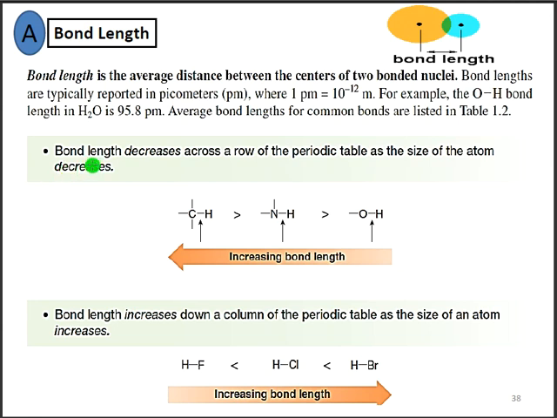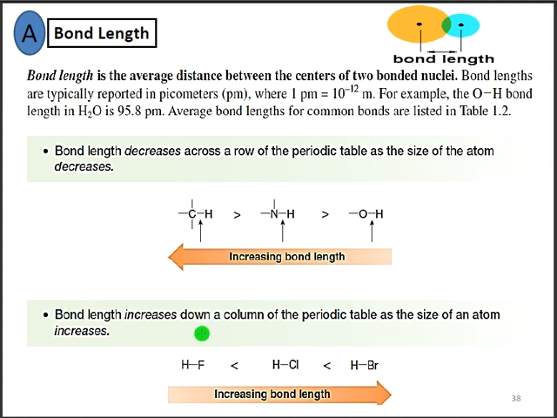Bond length decreases across a row of the periodic table as the size of the atom decreases. Look, when the size of the atom decreases, that means the length of the bond will also decrease. Now the bond length increases from the right to the left of the periodic table, from right to left.